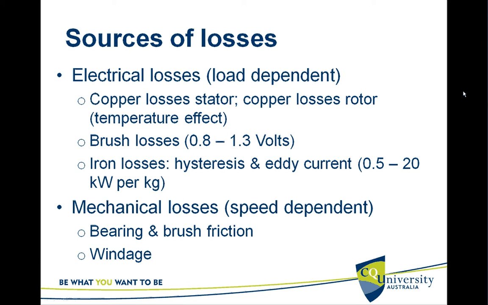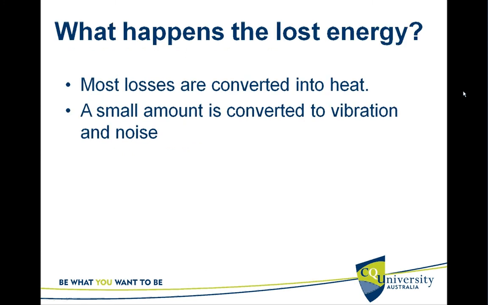The mechanical losses, which are speed dependent, are at the bearings and brushes as friction loss and the windage loss. When the rotor rotates, there is some wind effect. So the windage loss. Now both these quantities are speed dependent.